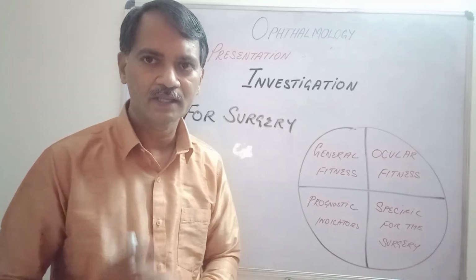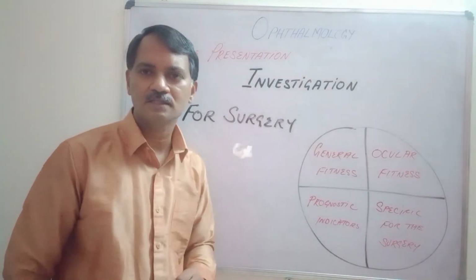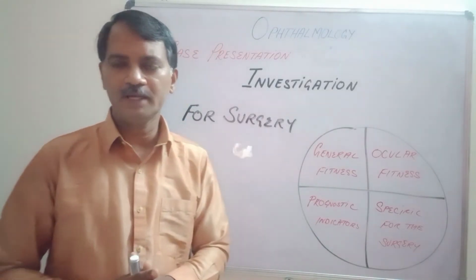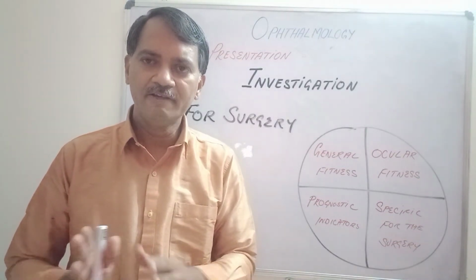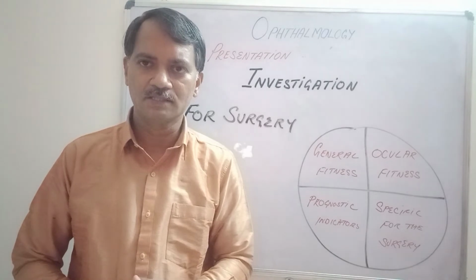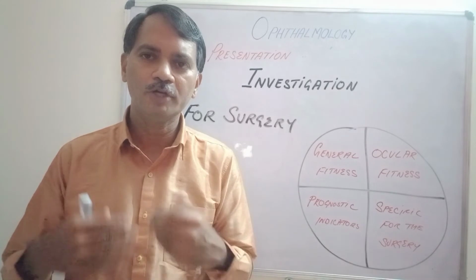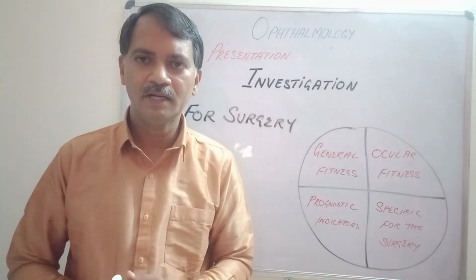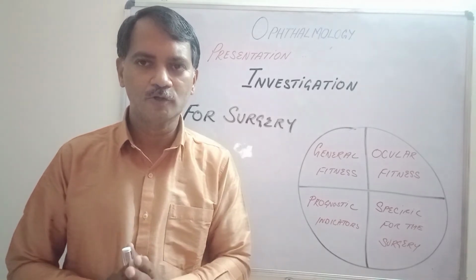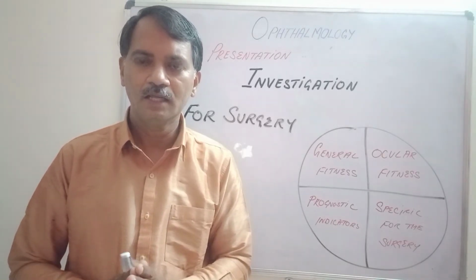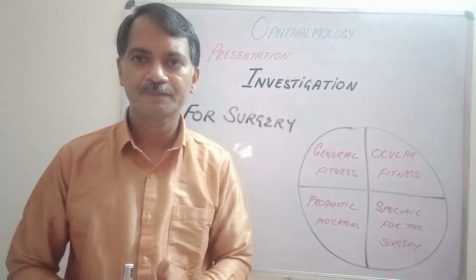The next set of investigations you have to do is prognostic indicators. You are going to do a surgery for the patient. The patient will definitely have an apprehension whether they will become normal or not following this. Suppose the patient is having defective vision in the eye for which you are going to do a surgical treatment. The patient will definitely ask you whether my vision will come back to normal or not. For that, you have to answer the patient properly and scientifically.